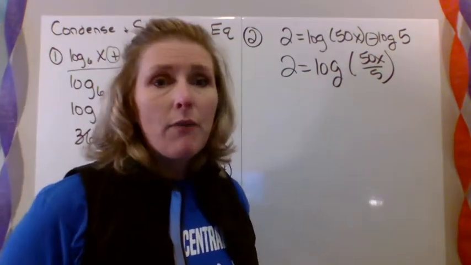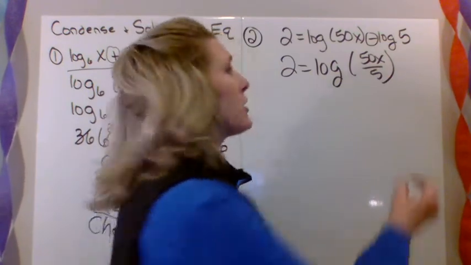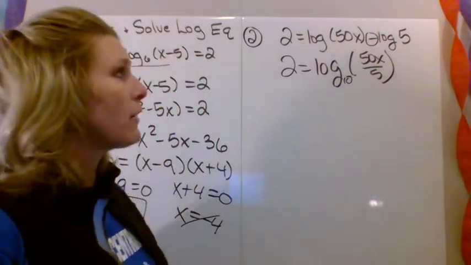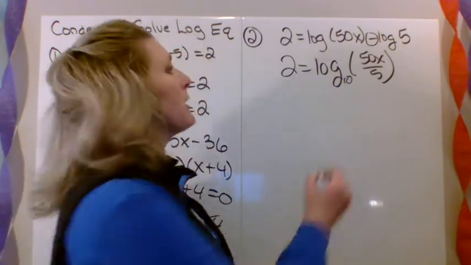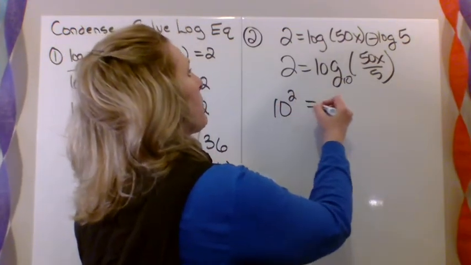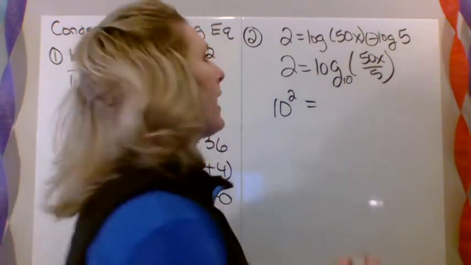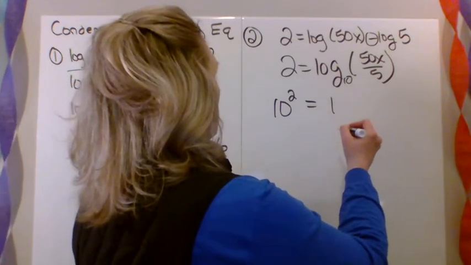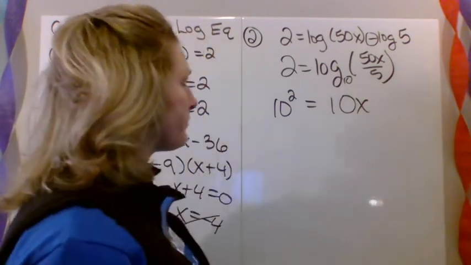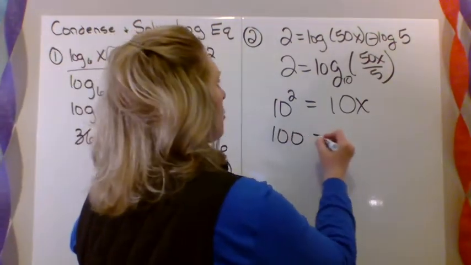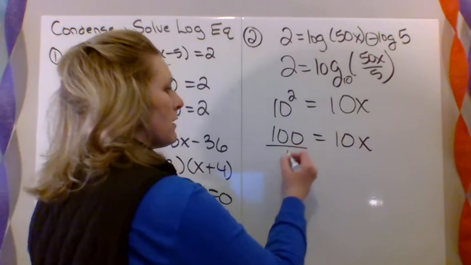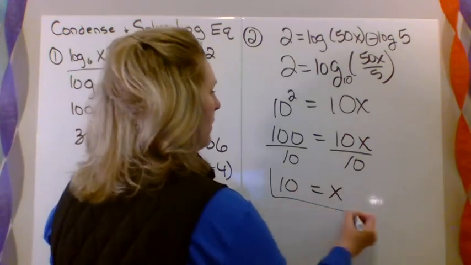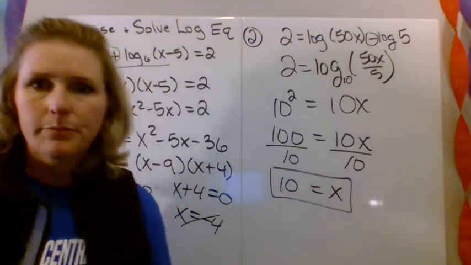This one doesn't have a base. So if there's no base, it's always an implied 10. So that's the common base. So put your 10 down as the base. Now we're going to move it into exponential form. So I have 10 to the second power. Oh, we should go ahead and simplify that. So 50 divided by 5 equals 10x. Go ahead and square that. So 100 equals 10x. Divide both sides by 10. And x equals 10.